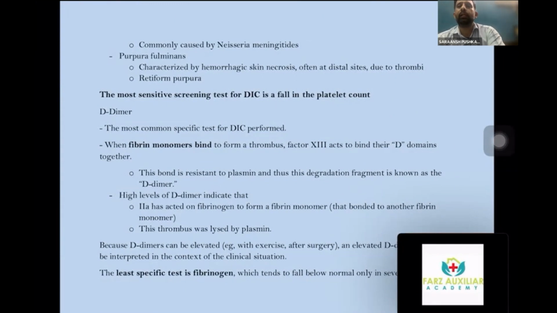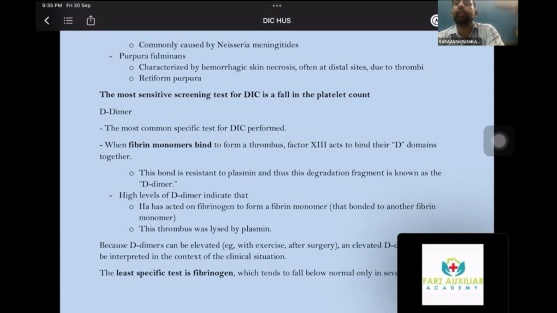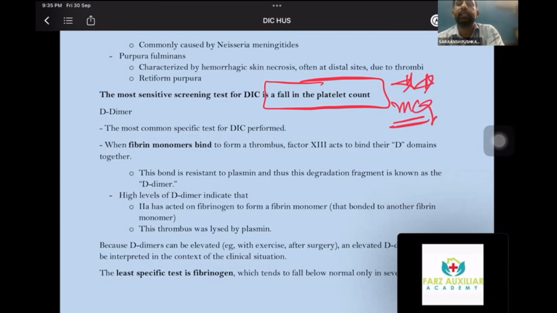The most sensitive screening test for DIC is a fall in the platelet count. So this is an MCQ. Most sensitive: a screening test is the one which is most sensitive so that it doesn't miss out on anything which is actually there. D-dimer is often asked in the examination. It is the most specific test for DIC.